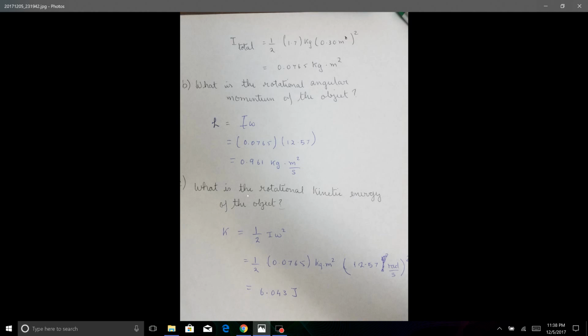The rotational kinetic energy of the object is nothing but K is equal to 1/2 I W squared. Here I is the same thing which we found before, the inertia 0.0765, and the angular speed is 12.57 squared. I don't know if you can see it, it's squared. By solving this, we get 6.043 joules. That's the rotational kinetic energy of the object.